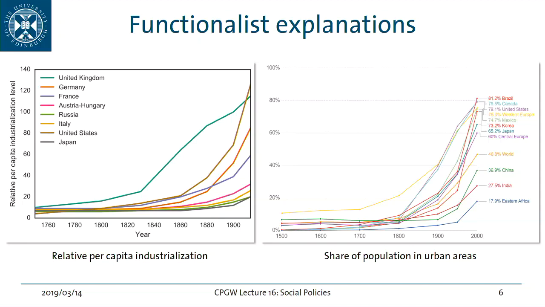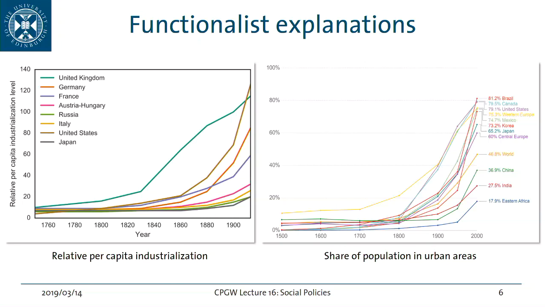So when we look at these two graphs, we see fairly quickly what functionalists point to as an explanation of why welfare states came along. On the left-hand side we see the relative per capita industrialization. I'm actually not entirely sure how this is measured. I think it is an index that shows how much of your country's GDP is generated from industry rather than, say, agriculture.